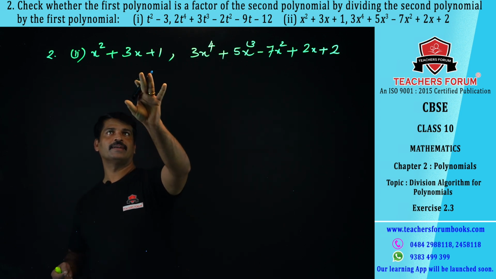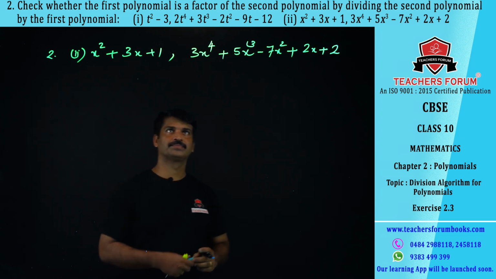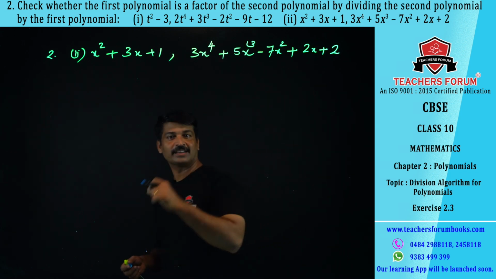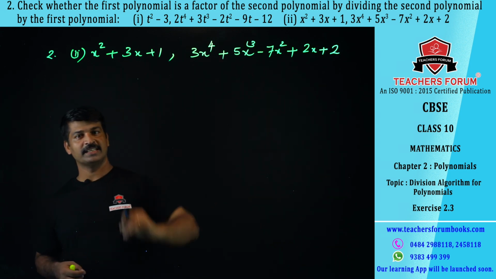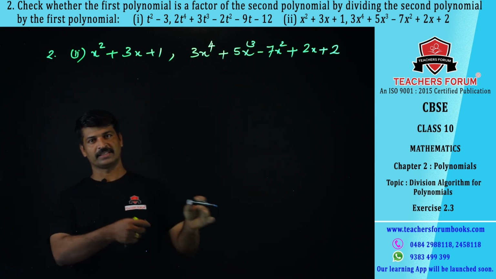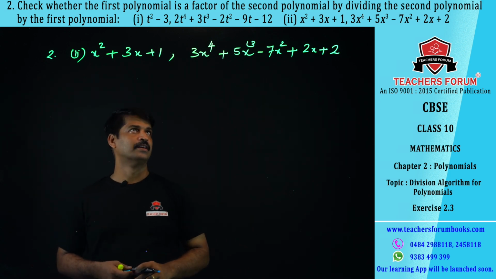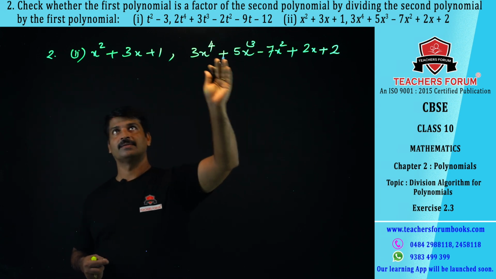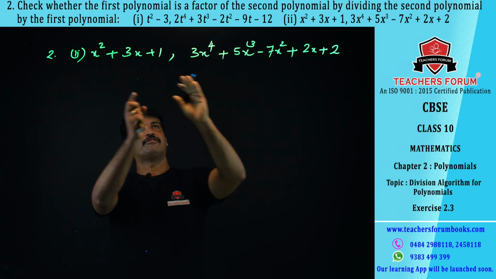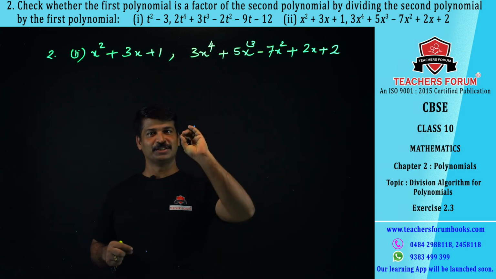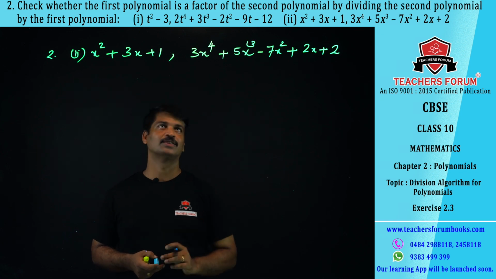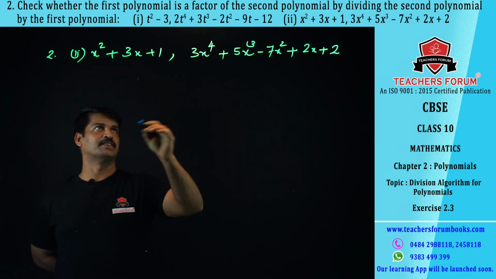You are given a polynomial x square plus 3x plus 1. Another one, it's a big one. You have to check whether the first one is a factor of the second one. We have to proceed the same way as we have done in the last problem. You have to divide the second one by the first one. If you get the remainder as 0, it will be a factor. If the remainder is not 0, it won't be a factor. Clear? So let us start dividing the second one by the first one.